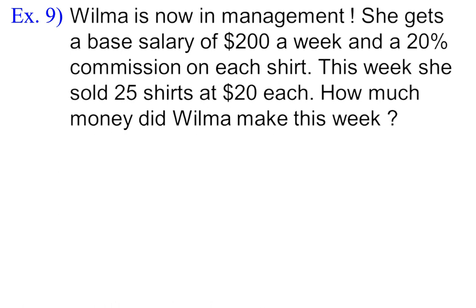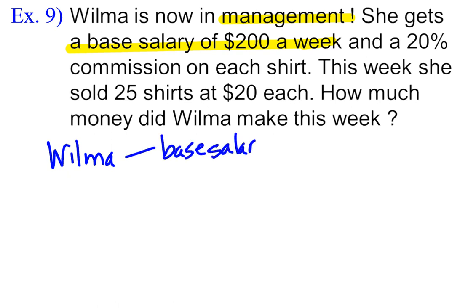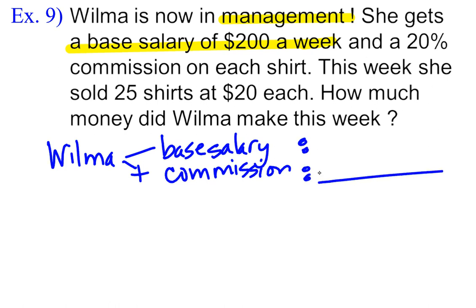Well, let's kind of break this down a little bit. First of all, now she gets a base salary. Why does she get a base salary? Well, she gets a base salary because she's in management. Management does paperwork. She has more things to do. So now we know that the amount of money that Wilma is going to make is going to be her base salary, and then we're going to add her commission to this. If we can do those two things, then we can find out how much money she makes. So we're going to have a base salary and a commission and we're going to add those together. So her base salary we know is $200. We've just got to figure out her commission.